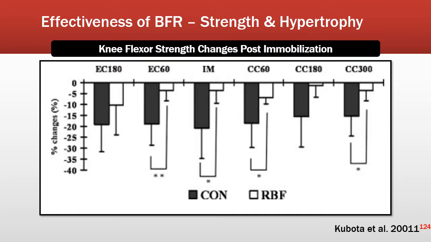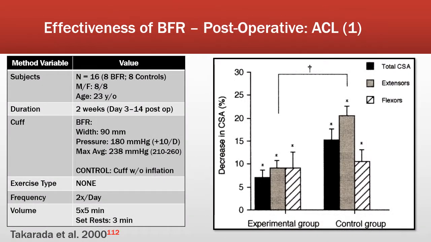A little bit more drastic as far as the knee flexors here, where you had statistically significant improvement in the eccentric 60, the isometric, the concentric 60, and the concentric 300. Okay, before we wrap up this muscle preservation section, we're going to look at a post-op ACL group.